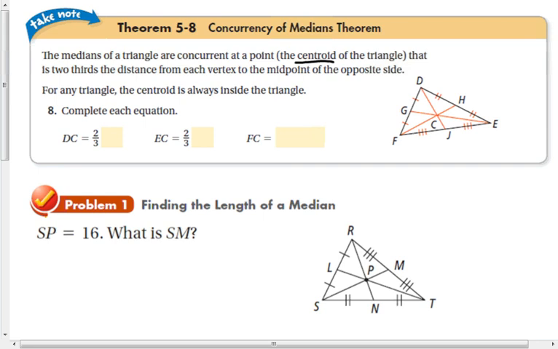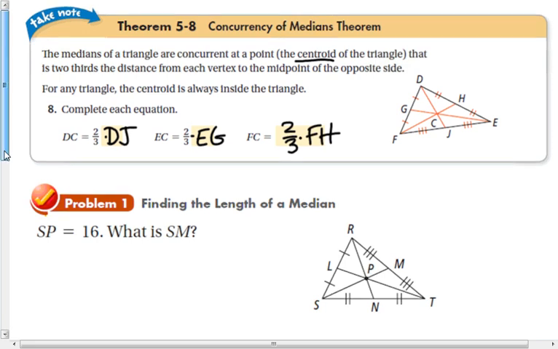For any triangle, the centroid is always inside the triangle. So DC is equal to 2/3 of DJ. EC is equal to 2/3 of EG. So this is actually times. And FC is 2/3 times FH.